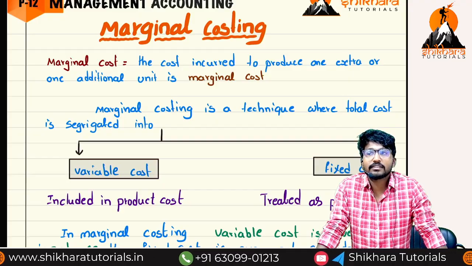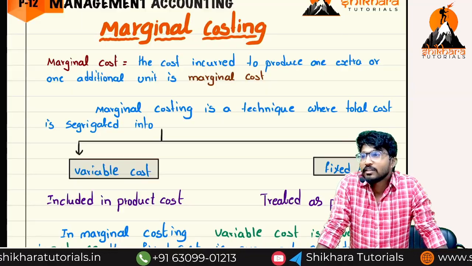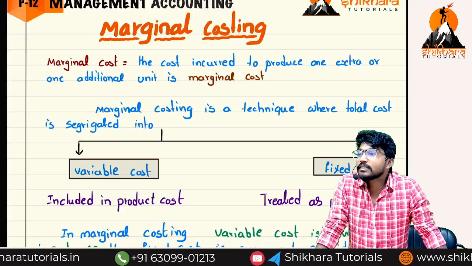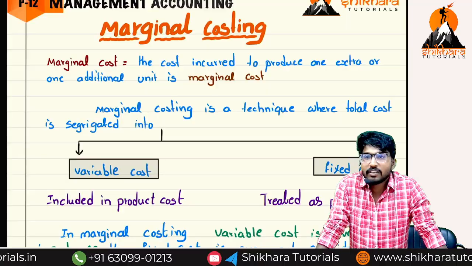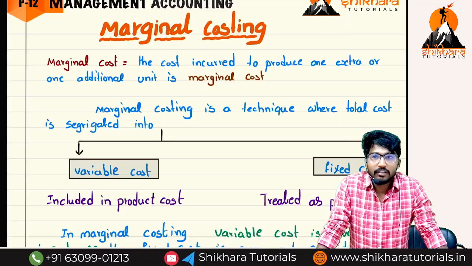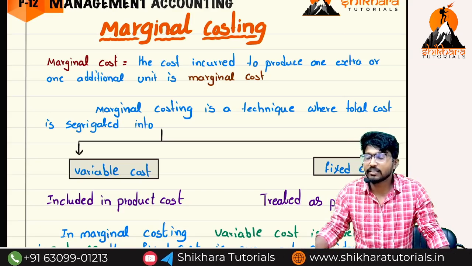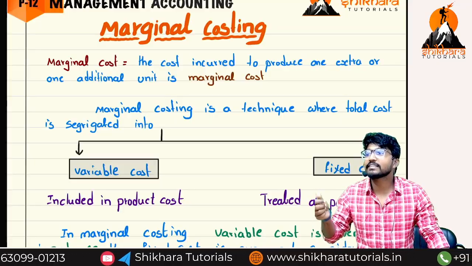Fixed expenses got eliminated. So in simple words, marginal cost is nothing but additional cost, extra cost. For what? For producing an extra unit. Marginal cost is nothing but the additional cost for producing the additional unit.